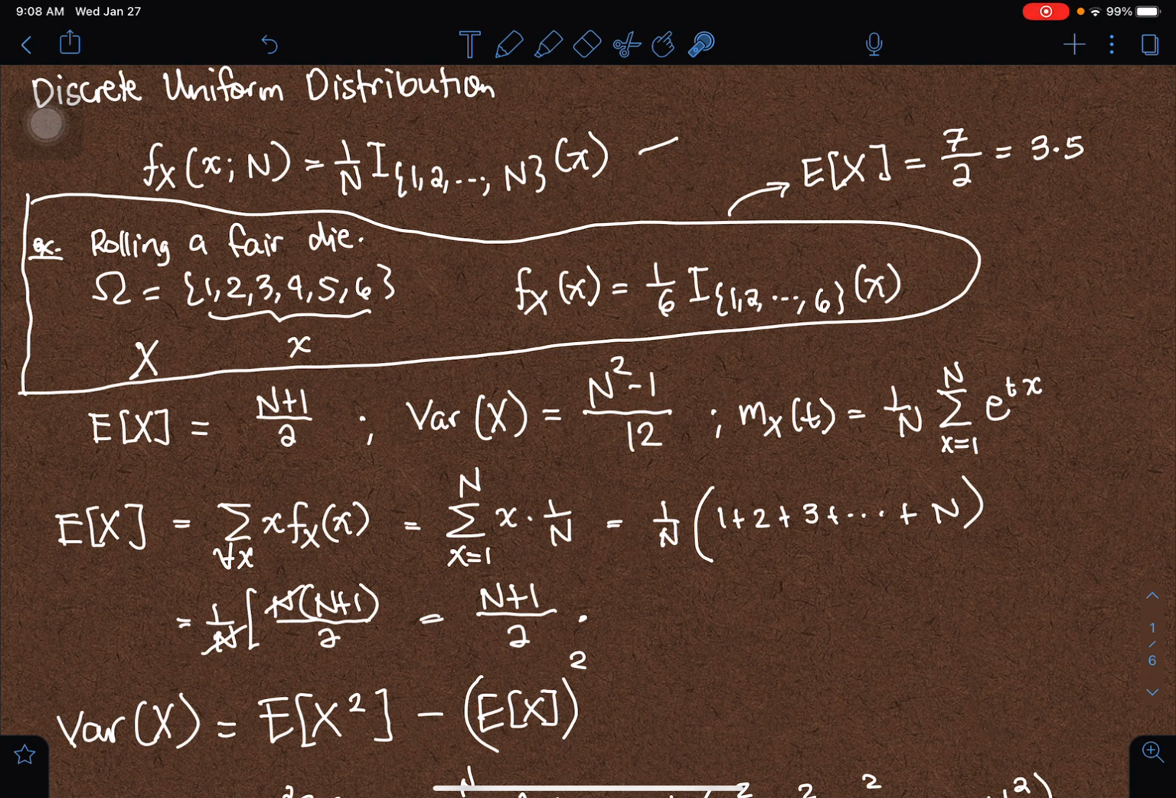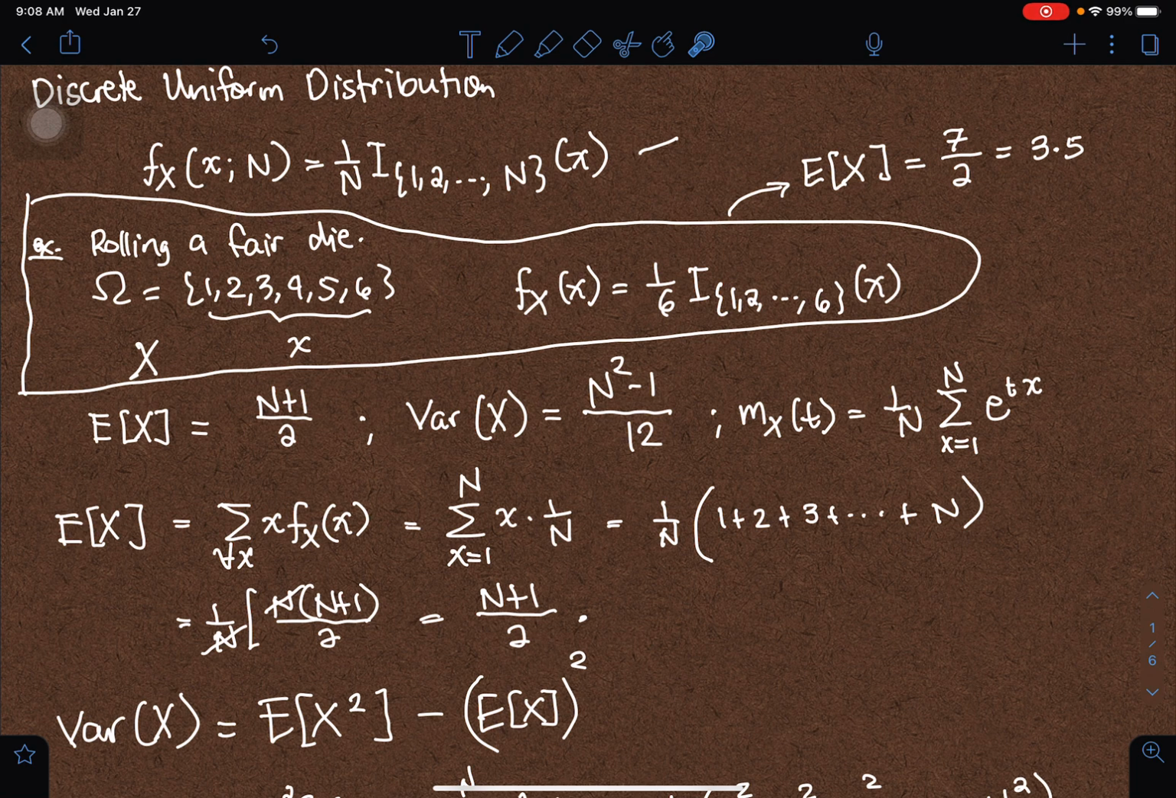But before we derive those, let's have an example first of a random variable that follows a discrete uniform distribution. We're very familiar with this experiment, rolling a fair die. There are 6 possible outcomes, and so our capital omega is the set containing 1, 2, 3, 4, 5, and 6. If the die is fair, then the outcomes have equal chances of occurrence. So we can assign 1 over 6 as the probability of each of the 6 possible outcomes.